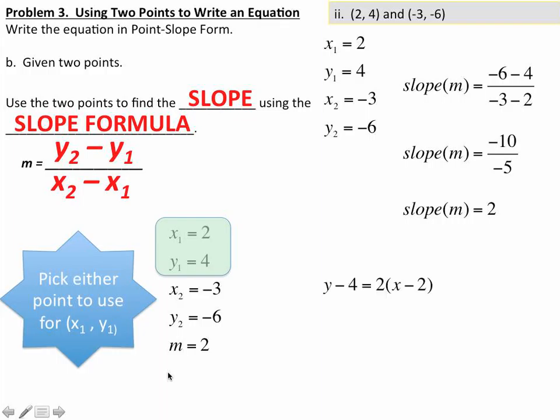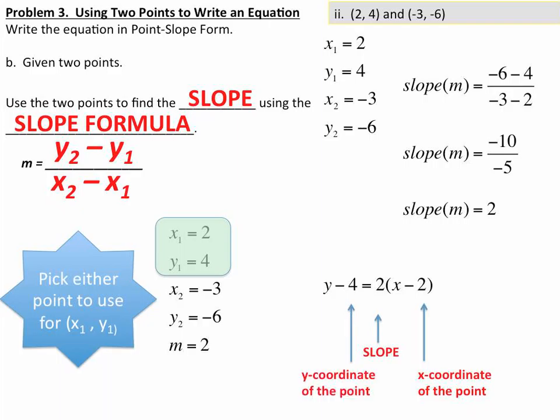So, once you know your info, just plug them in. There you go. y minus y1 equals m times x minus x1. All right? Good to go. So if you pick this as x1 and y1 here, you could still use the -3, -6 in here for your coordinates of your point. You certainly could. All right, great. So there's your slope, there's your x-coordinate, there's your y-coordinate.